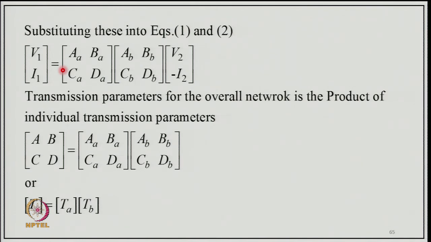So V1, I1 becomes a function of V2, -I2 with the parameters of the first network and the second network, just multiplying AA, BA, CA, DA into AB, BB, CB and DB. The transmission parameter of the overall network is the product of the individual transmission parameters: ABCD = [AA, BA, CA, DA] into [AB, BB, CB, DB], or we can say T = TA into TB.